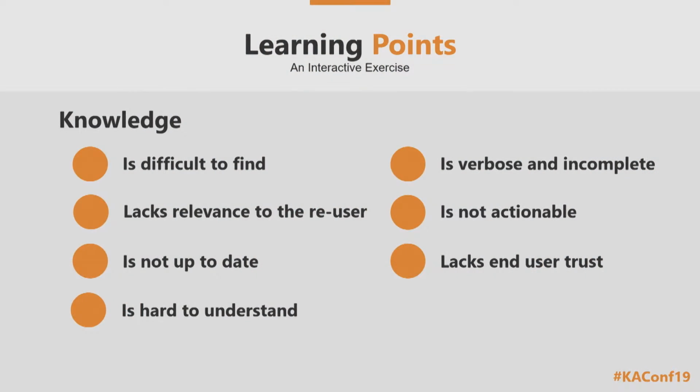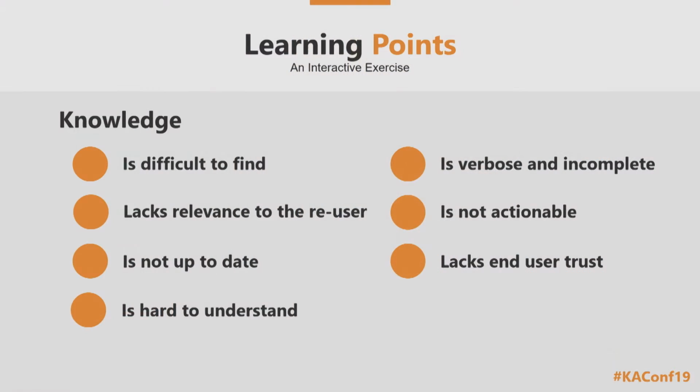The fourth one is it's hard to understand. So we find it, it's relevant to us, it actually is up to date, but we can't understand what it is. There's a lot of different information in it. There's a lot of document bloat, so to speak, like we talked about in the first presentation, and a little bit in the second one. And it's hard to actually go through and understand what is captured in that document.